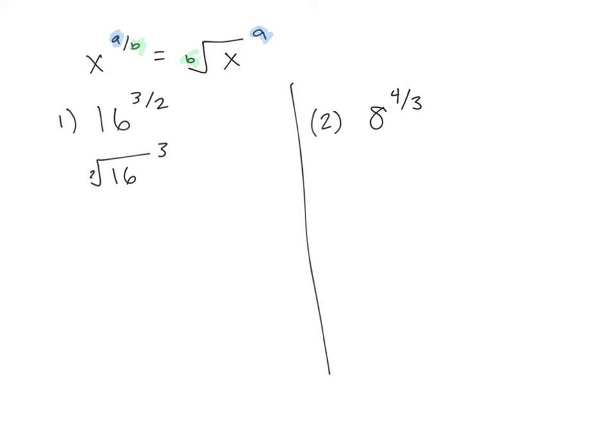So reorganizing that, I have the square root of 16 to the power of 3, right? My lower part, my denominator, is 2, so it goes on the index. My upper part, the numerator, is going to go in the exponent. The square root of 16 is 4. And 4 to the power of 3, 4 times 4 times 4, is 64. So 16 to the power of 3 over 2 is going to make 64.